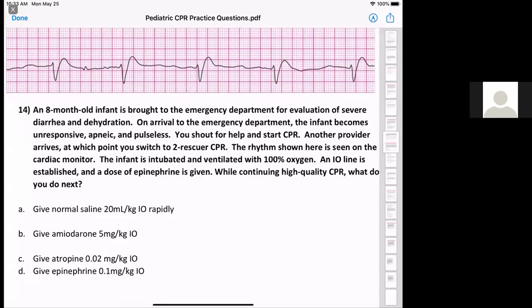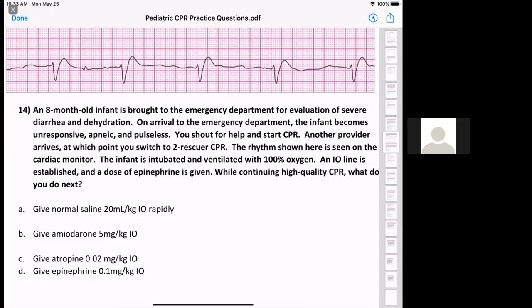When you hear 2 rescuer CPR, that means somebody is doing chest compression, somebody is doing bag mask ventilation. The reading shown here is seen on the monitor. The infant is intubated and ventilated with 100% oxygen. An intraosseous line is established, and a dose of epinephrine is given. While continuing high quality chest compressions, what do you do next? Give normal saline at 20 mL per kilogram IO rapidly. Give amiodarone, 5 milligrams per kilogram IO. Give atropine, 0.43 milligrams per kilogram IO. Give epinephrine, 0.1 milligrams per kilogram IO.